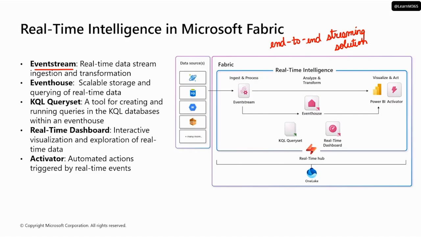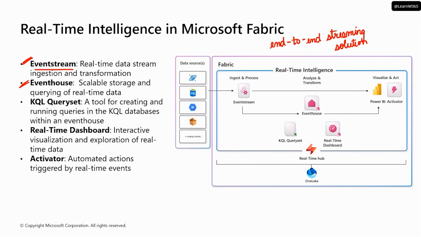We can create an event stream where we capture, transform, and ingest the real-time data from various streaming sources. So it's an entry point for the data. It ensures high-throughput stream processing with built-in schema transformations. That is basically what the event stream is going to do.